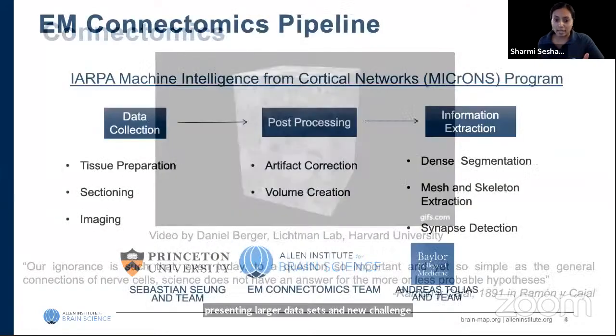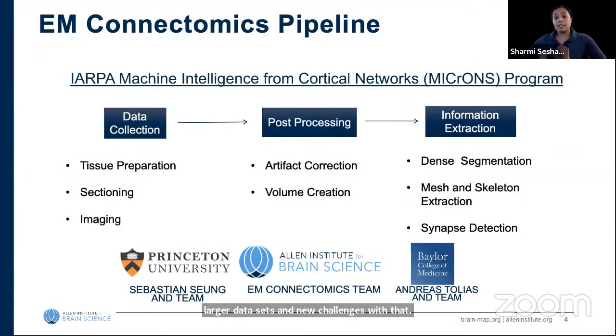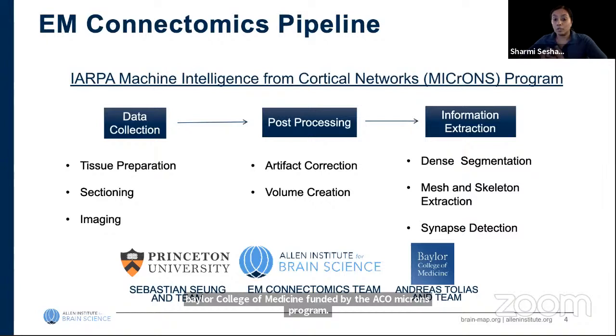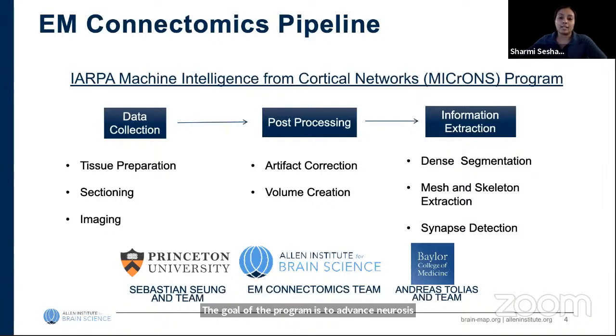Modern connectomics has moved on to mapping more complex organisms, presenting larger datasets and new challenges. The dataset that we're presenting today is a mouse dataset and is the result of a consortium of the Allen Institute with Princeton University and Baylor College of Medicine, funded by the IARPA MICrONS program. The goal of the program is to advance neuroscience by providing insights for next generation machine learning algorithms.